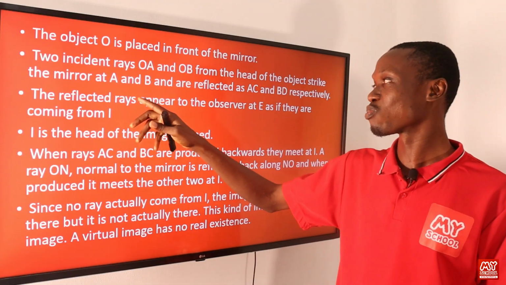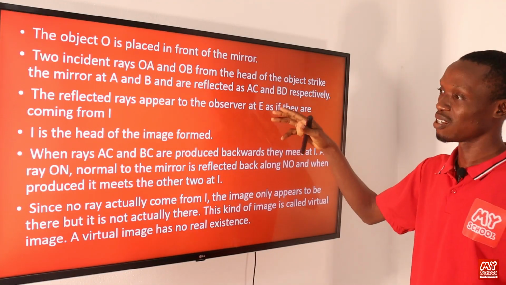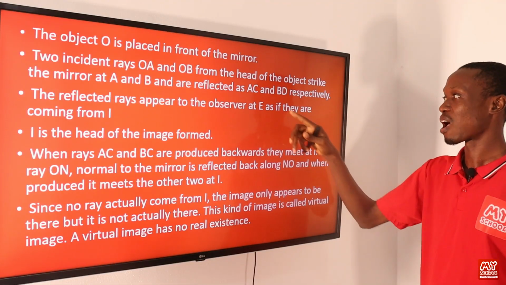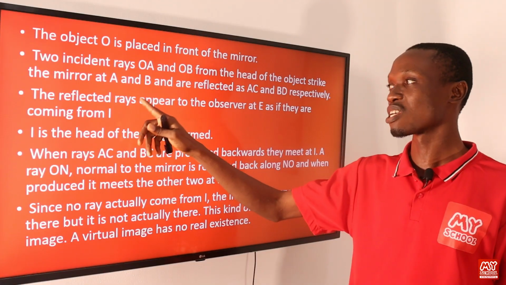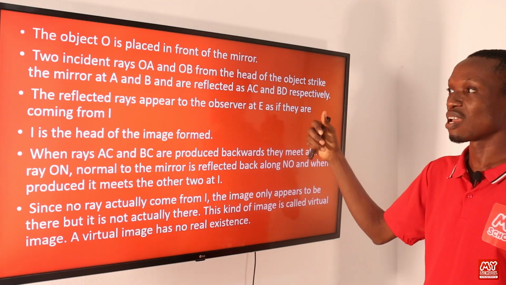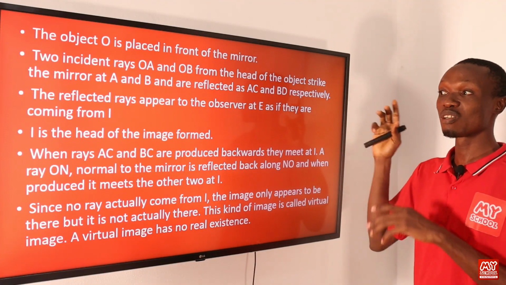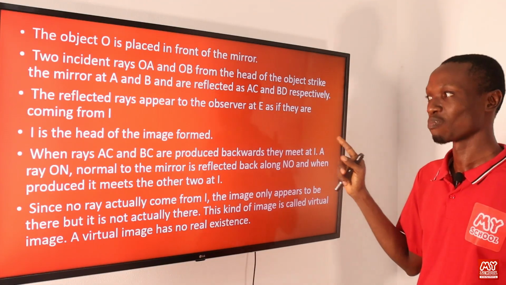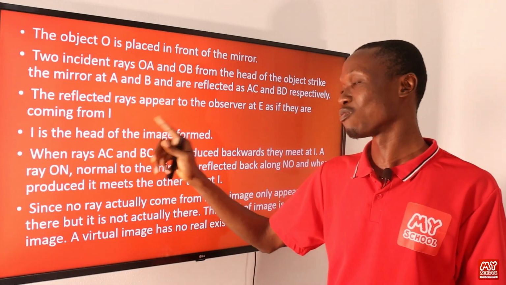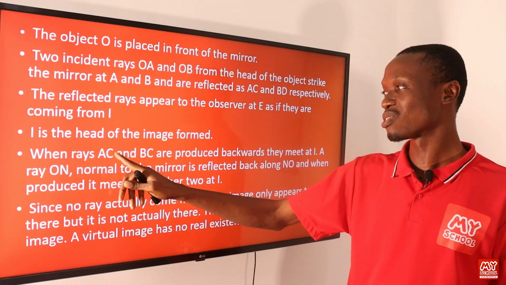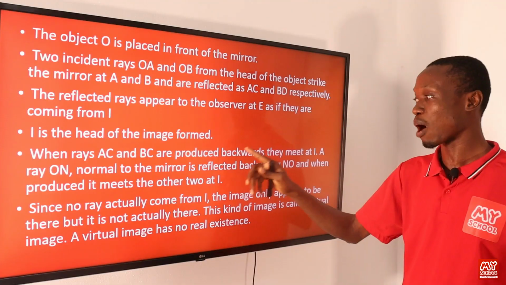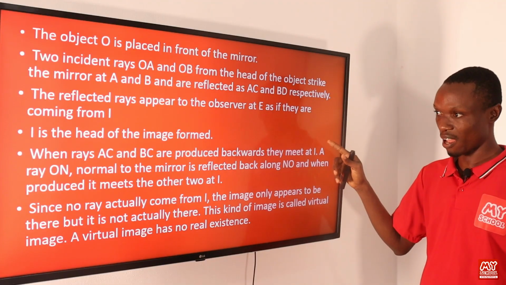Now, the reflected rays appear to the observer at E, which is the eye you saw in the diagram, as if they are coming from I. The reflected rays appear to the observer at E as if they are coming from I, but in reality, they are not coming from I. I is the head of the image formed. Of course, I showed you that. Now, when rays AC and BC are produced backwards, they meet at I.